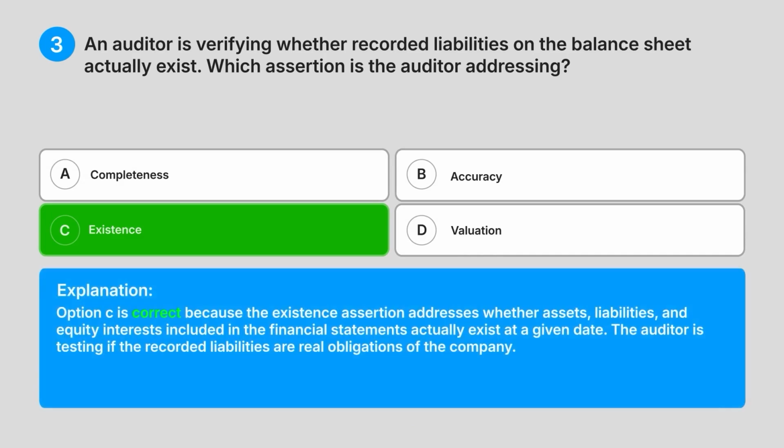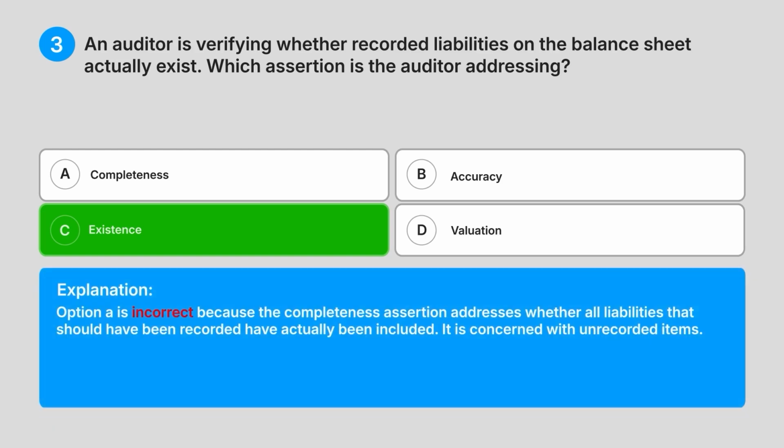Explanation: option C is correct because the existence assertion addresses whether assets, liabilities, and equity interests included in the financial statements actually exist at a given date. The auditor is testing if the recorded liabilities are real obligations of the company.